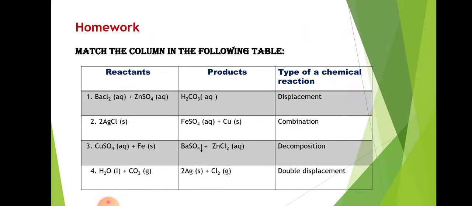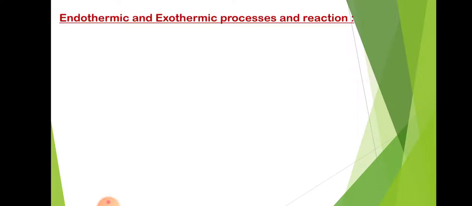Okay, so from the types of reactions I have given you this homework. You have to match the following. These are the reactant sides, and you have to work out which product we will get and which type of chemical reaction it is. Okay, then we are going to see other reactions, that is endothermic and exothermic processes and reactions. This is another topic of this class.